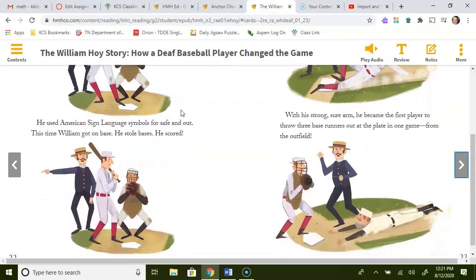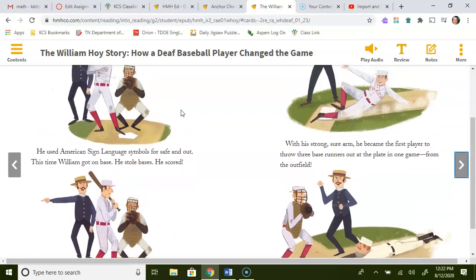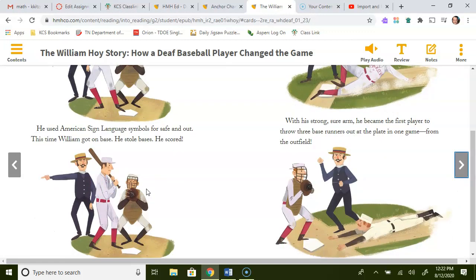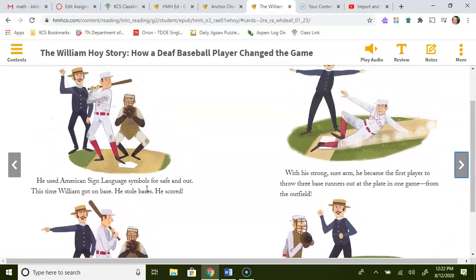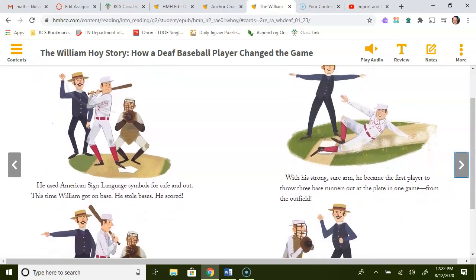So what was it that William asked the umpire to do? Absolutely. He can't read his lips because he's too far, and it almost looks like the umpire's behind him anyways. So instead of having to rely on reading lips, he asked the umpire if he would use these hand signals that you can see him using there.